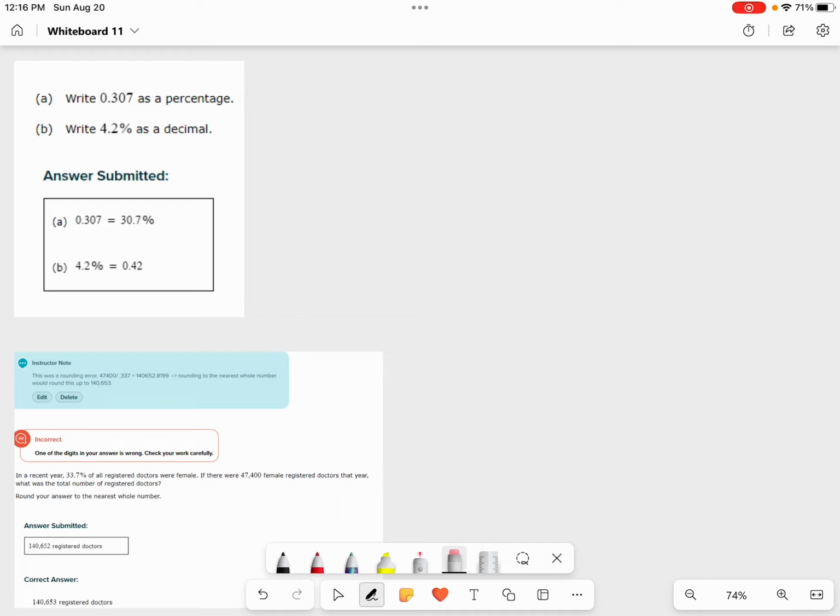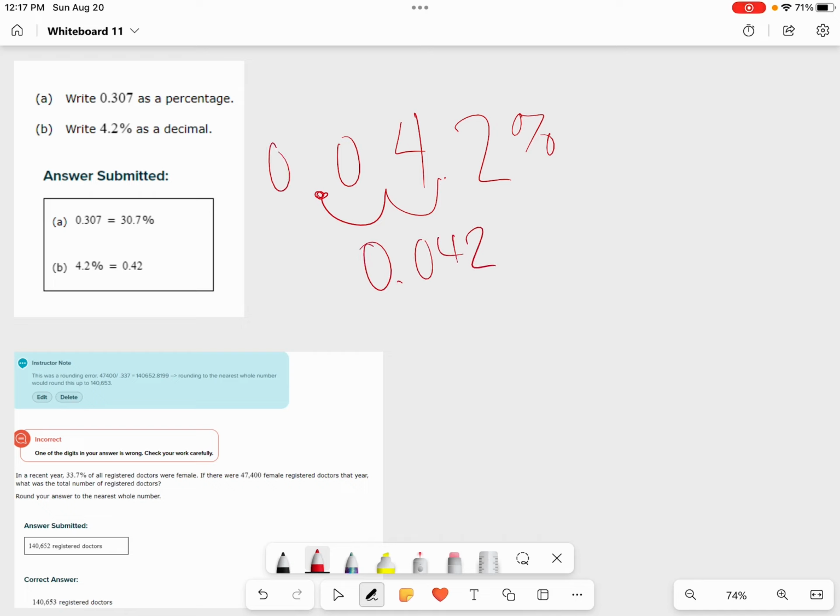You got part A right on this question, but for the second part, you didn't move your decimal place enough spots. So to change a percent to a decimal, we have to move our decimal place 2 places to the left and then fill in the zeros. So it should have been 0.042. So you moved it once instead of twice.